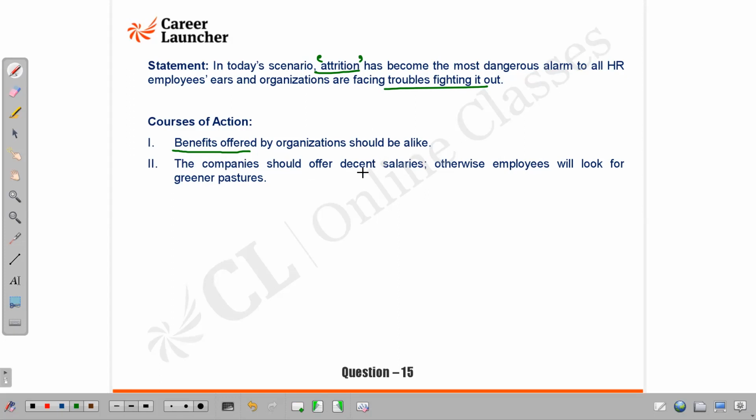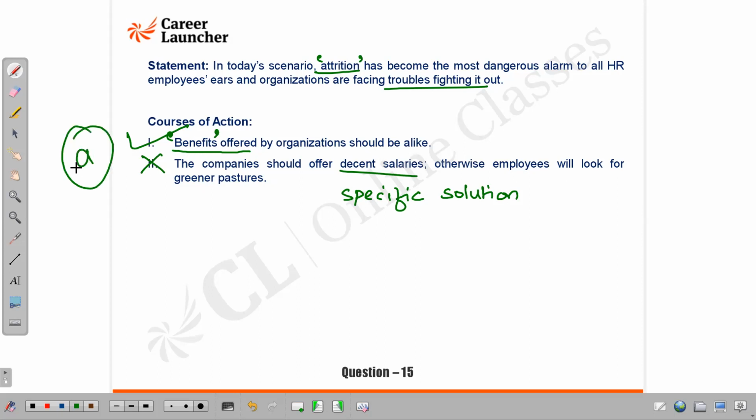The companies should offer decent salaries, otherwise employees. Now, this is a specific solution to the problem. You just assumed that people leave the job because of salaries, while there can be other benefits as well. So I think benefit is a more holistic solution, more general solution, and therefore a more sensible call.